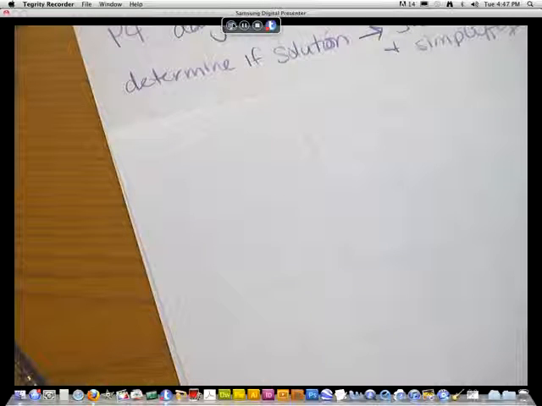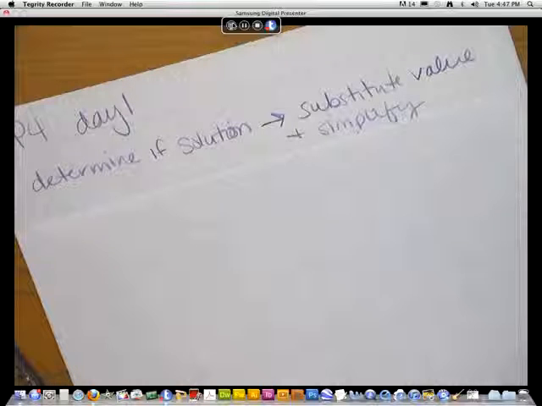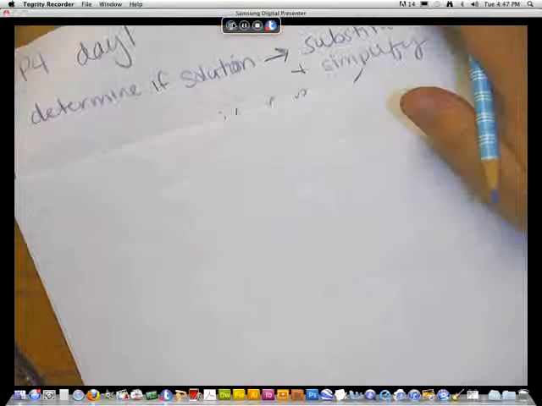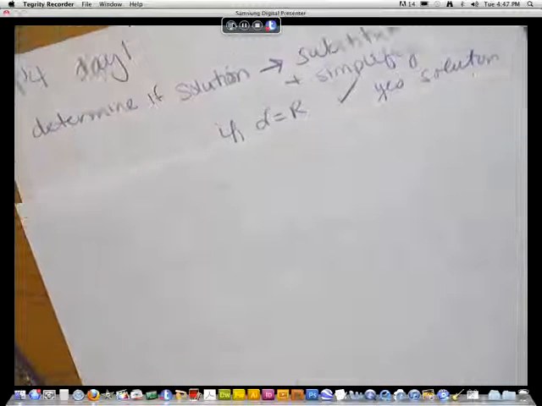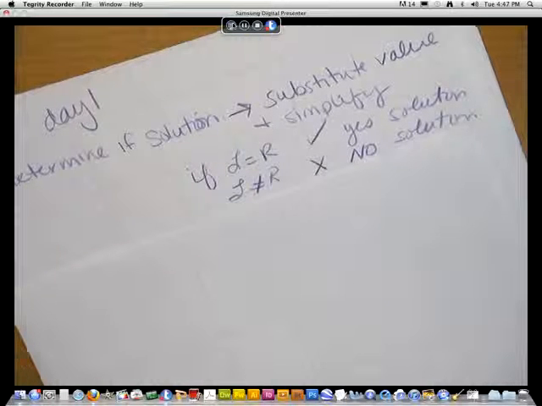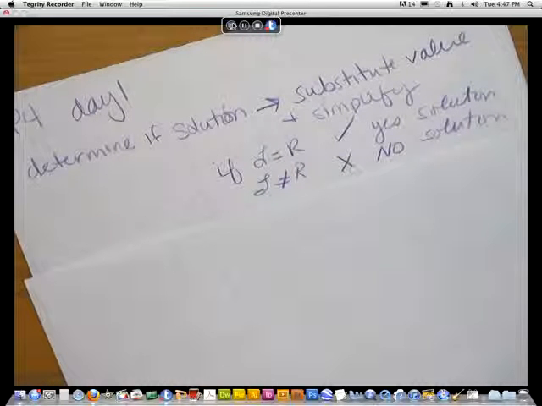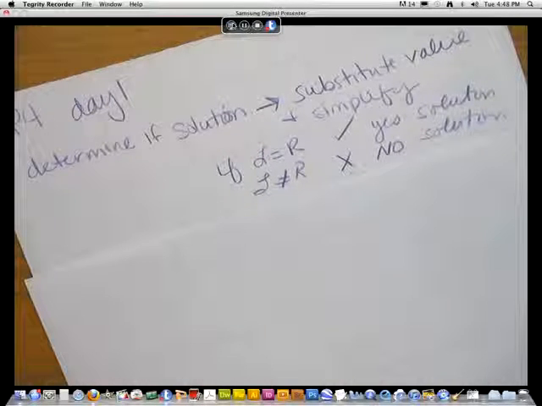So the first thing we want to do today is determine if something is a solution. If it's going to be a solution, I can substitute in the value and simplify. If it works out that the left side equals the right side, then yes, it's a solution. If the left side does not equal the right side, no, it's not a solution. So first thing we need to do is, given some equation, be able to substitute and come up with whether that is an actual solution or not a solution to the equation that you're being asked to find. So let's look at a couple of examples.